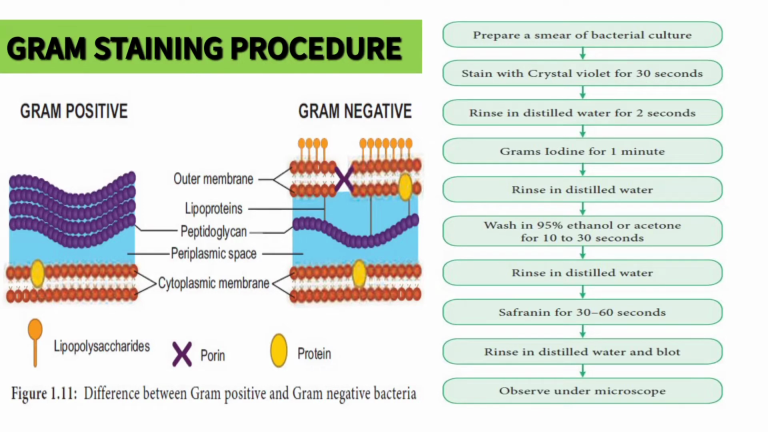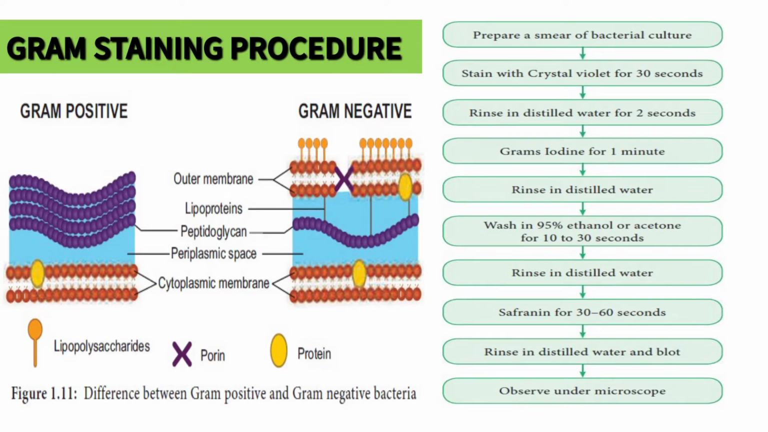First, you are going to prepare a smear of a bacterial culture. You take the bacteria and swipe it onto the slide, and add the crystal violet for 30 seconds. Then you wash it with distilled water, and add the Gram's iodine solution for 1 minute. Then again you rinse it with distilled water.